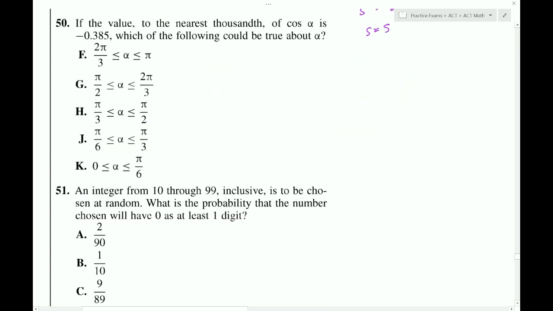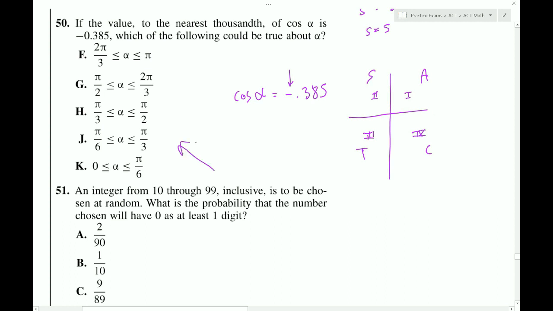If the value to the nearest thousandth of cosine of alpha is equal to negative 0.385, which of the following could be true about alpha? Right? So the first thing you notice is that the cosine is negative. So right away, if you know ASTC, you know that you're not in quadrant 1, okay? And you're also not in quadrant 4. Alright? So that may already sort of limit you in your possible answers.